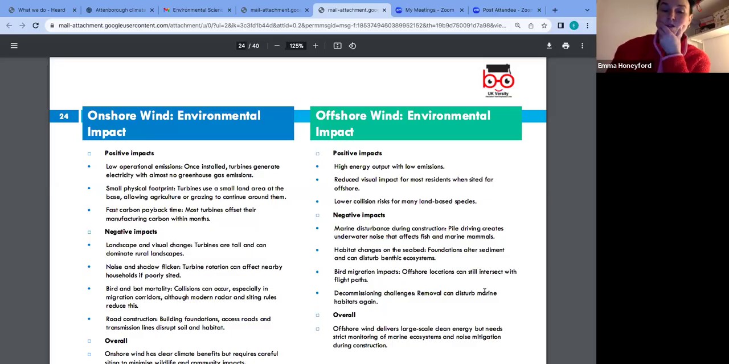So that's the electricity, the greenhouse gases that are used and generated during their manufacturing will be offset within a few months. So that's handy to know. So some negative impacts.